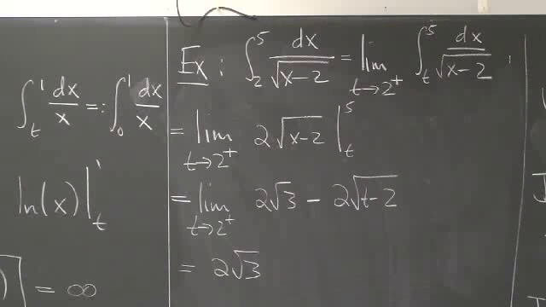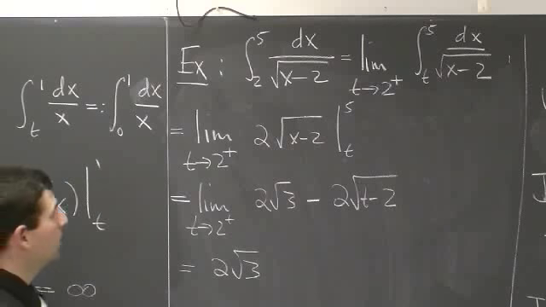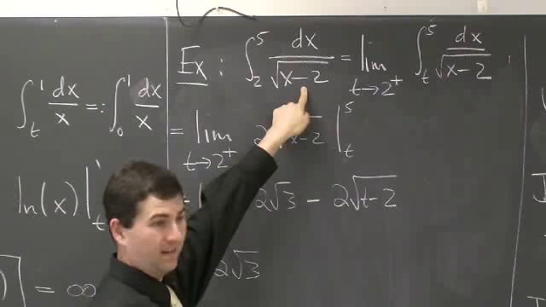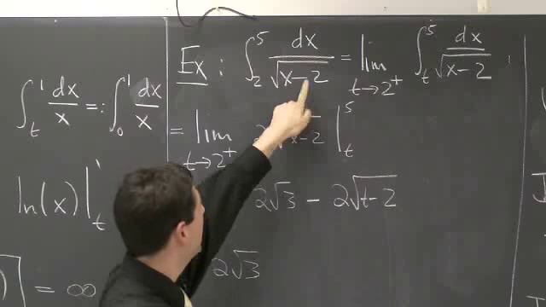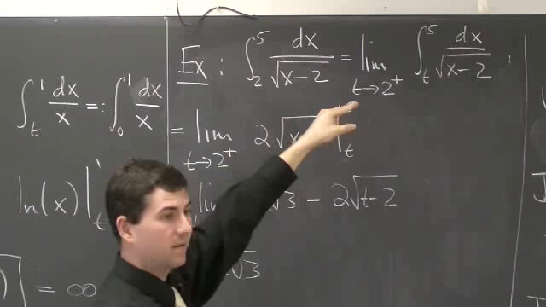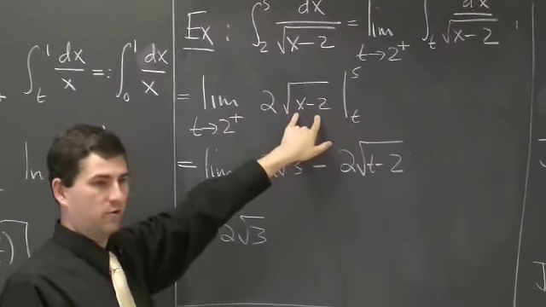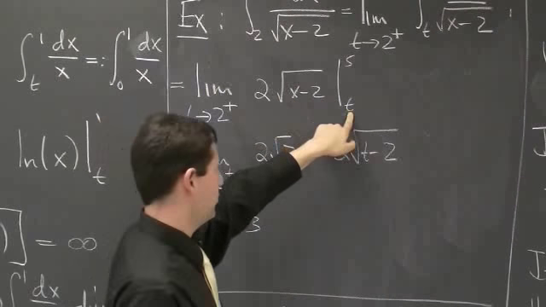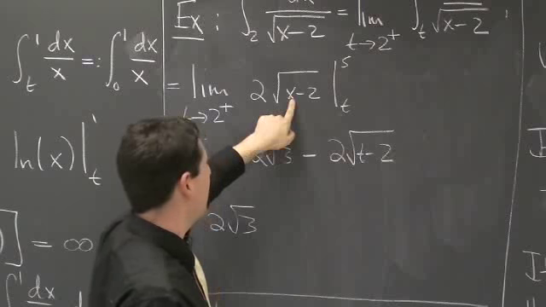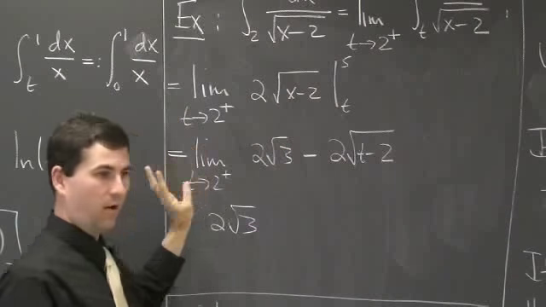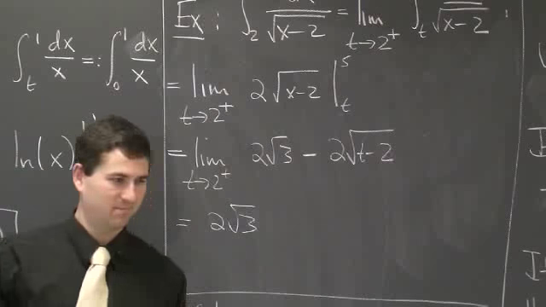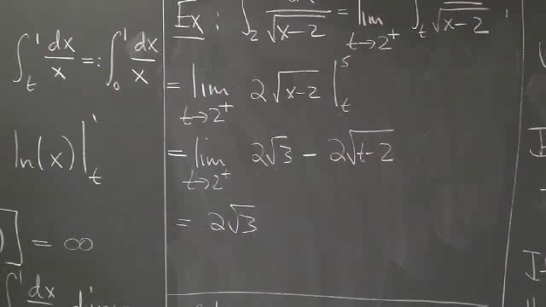Now, something sort of weird happened here. Our original function was not defined at 2. It wasn't continuous because it wasn't even defined at 2. But the antiderivative that we got is defined at 2. You can just plug 2 right into the thing. If we'd had a 2 here, we could have just plugged it right in and gotten 0 right off the bat. We wouldn't have had to take any limit at all. That's a little peculiar.